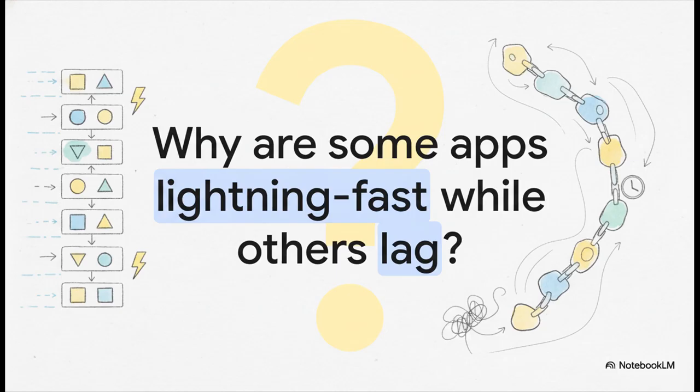Why is it you can scroll through thousands of photos on your phone in a flash, but sometimes your social media feed just stutters? Well, the answer, more often than not, comes down to how that app's data is organized. So let's get into it.